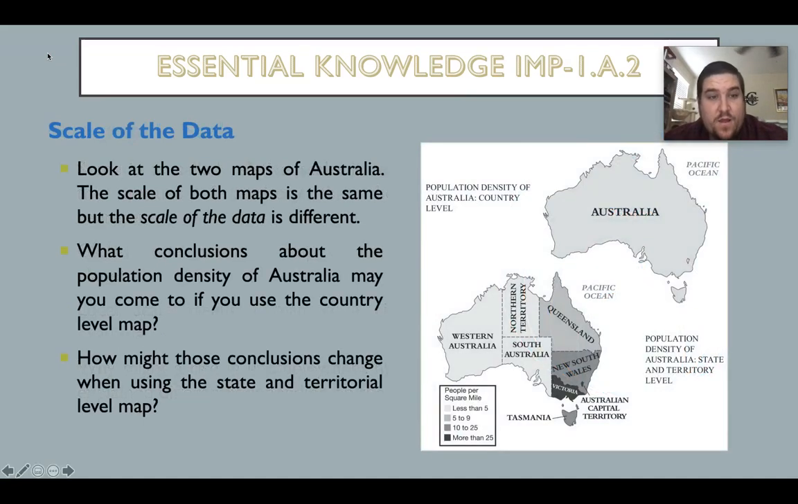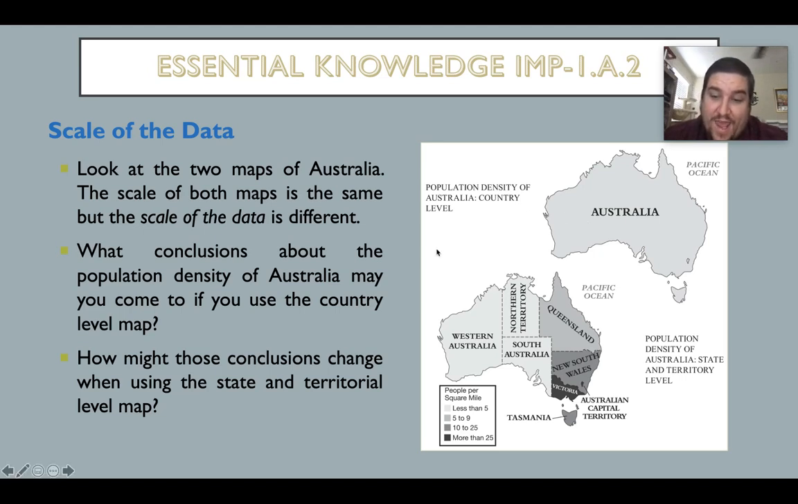Scale of data. Scale of data is when we're looking at data between two different scales. So if we look at the two maps of Australia, the scale of both maps is the same, but the data is different. So here we have a map of all of Australia. It shows the population density somewhere between 5 and 9 people per square mile. It turns out Australia, nobody really lives there, particularly in Western Australia.